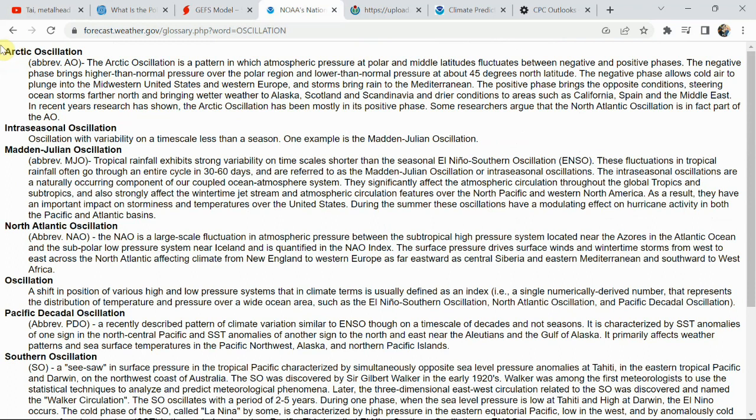Now, there's a couple of oscillations here that influence that. And you're probably wondering, okay, what is an oscillation? So an oscillation is a shift of position of various high and low pressure systems, which can help influence cold and warm weather events.